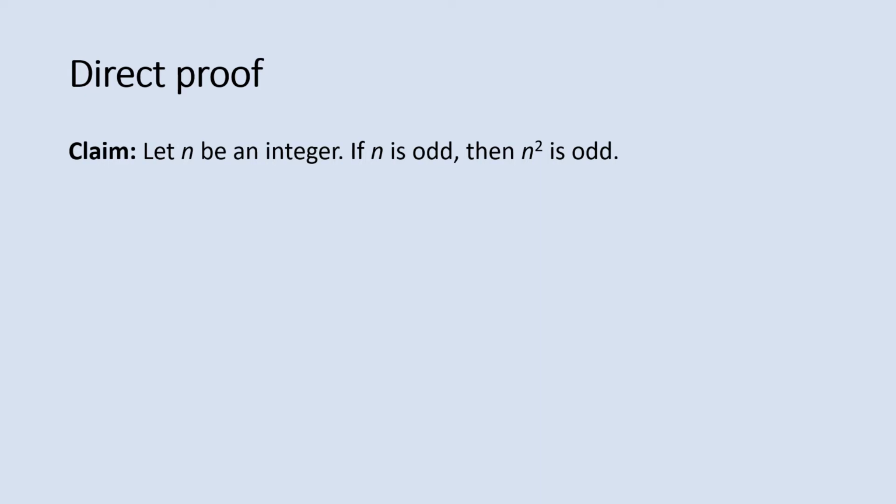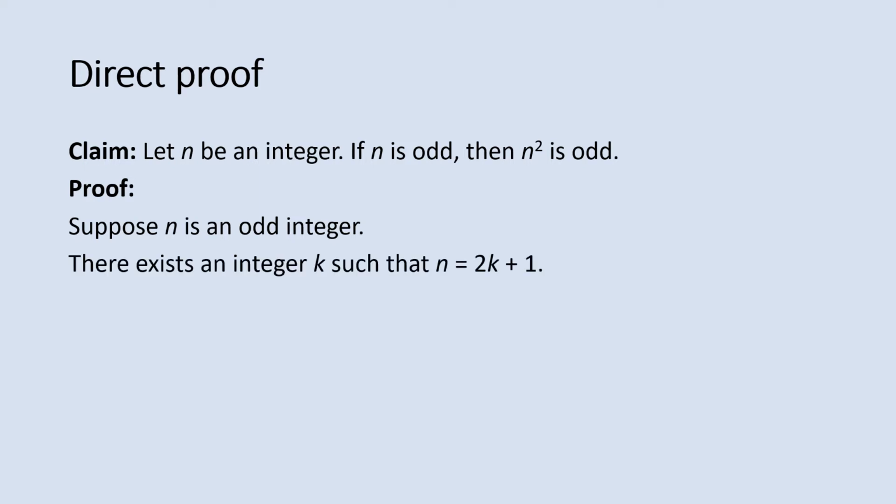We could do the same kind of thing, a direct proof, with a modified claim that if n is odd, then n squared is odd. Again, assuming that n is an integer. So we start the same kind of way. Suppose that n is an odd integer. We don't specify which odd integer, just an odd integer. In this case, from the definition of odd, it means that there exists some integer k so that n is equal to 2 times k plus 1. So this mimics what we just did, only now we have an odd integer rather than an even.